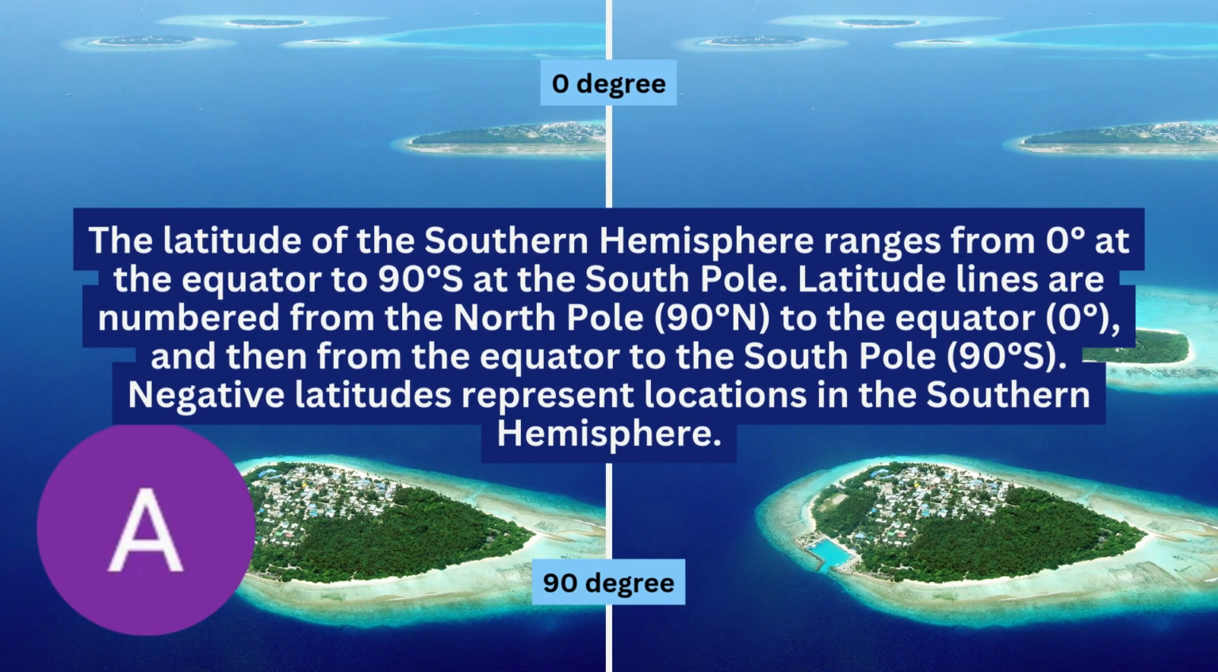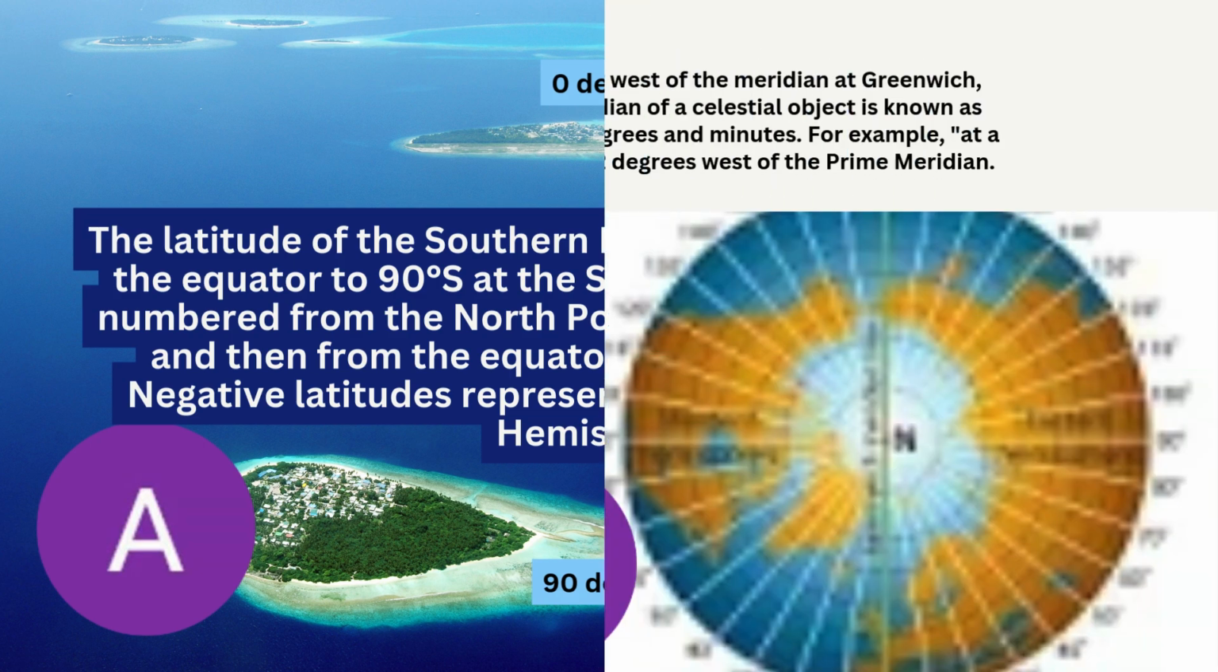The latitude of the southern hemisphere ranges from 0 degrees at the equator to 90 degrees south at the South Pole. Latitude lines are numbered from the North Pole, 90 degrees north, to the equator, 0 degrees, and then from the equator to the South Pole, 90 degrees south. Negative latitude represents locations in the southern hemisphere.